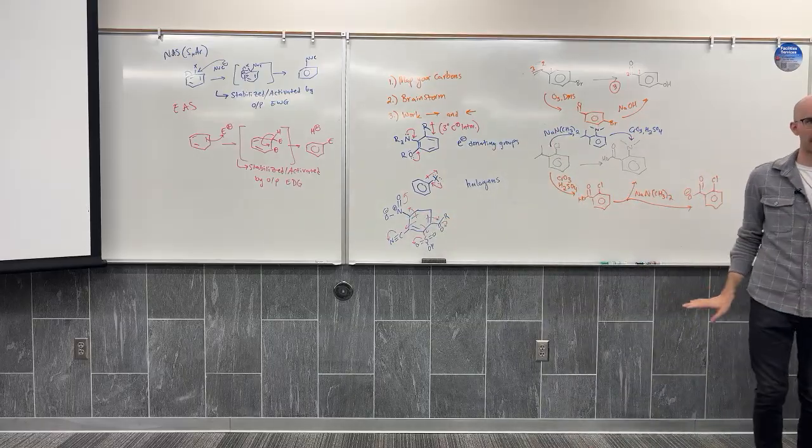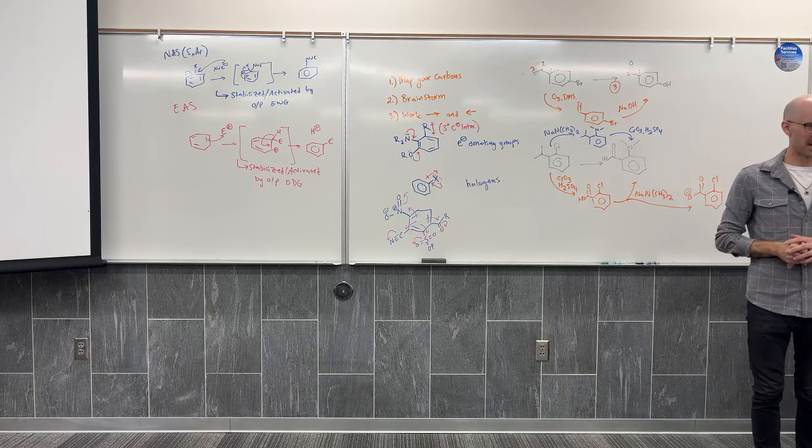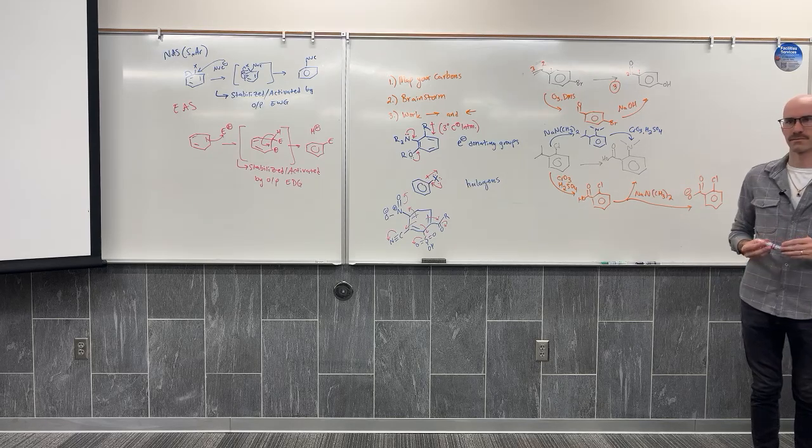I'm sorry, those arrows are not good. They were going to be bad arrows anyways, because I was going to have to double up on bonds. So they're just kind of showing in general electron density leaving the ring. Okay.